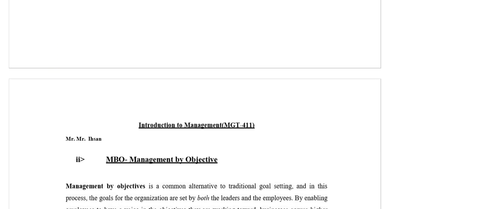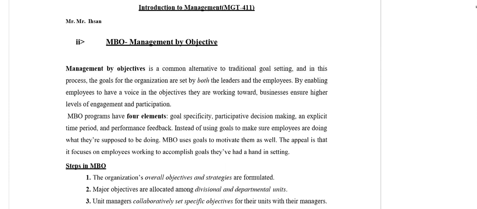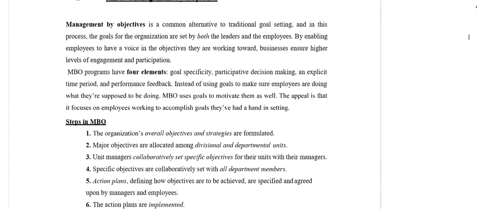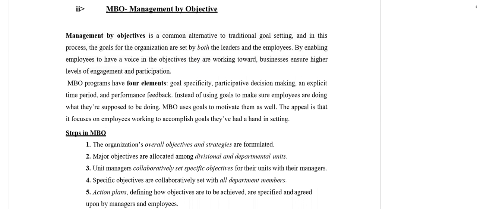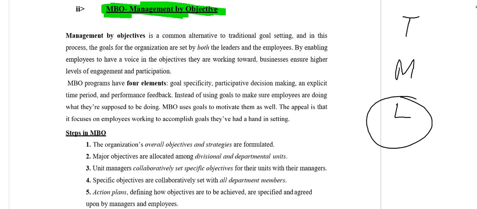Students, the other method of setting goals is MBO. MBO stands for management by objectives. As we have seen in traditional management, top level management decides the goals and communicates them to middle level, and middle level sets the goals for low level and communicates them. Here, low level management is not involved in decision making.